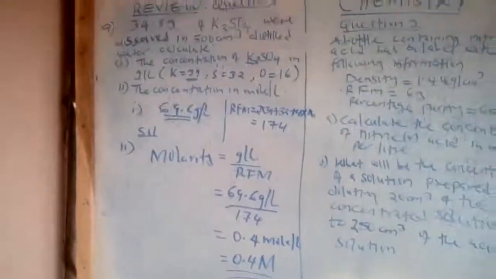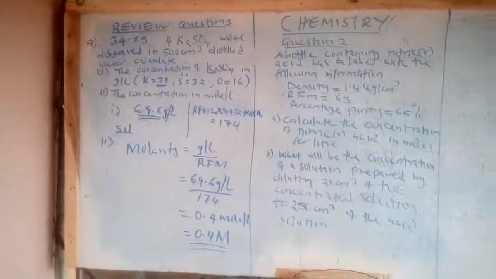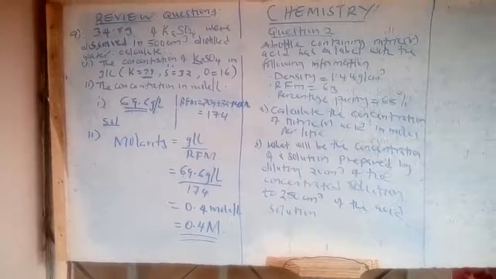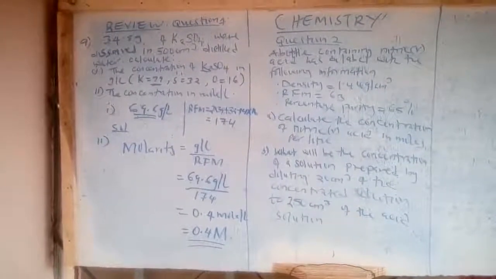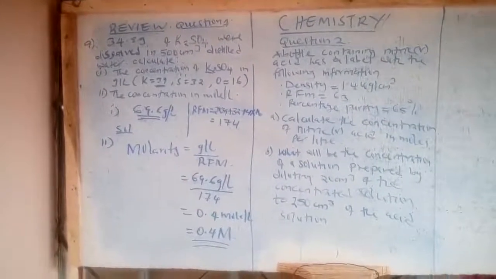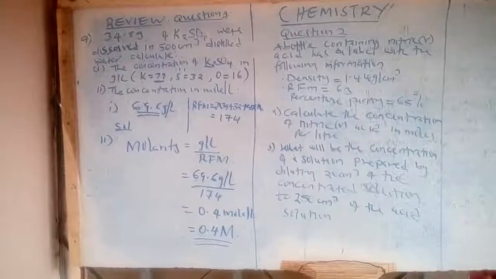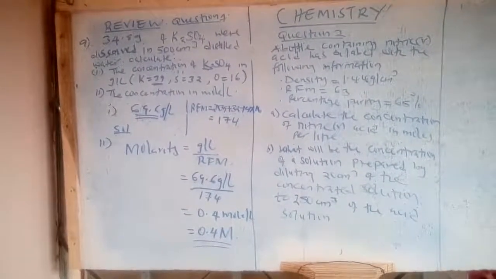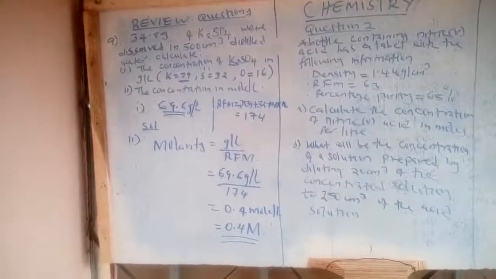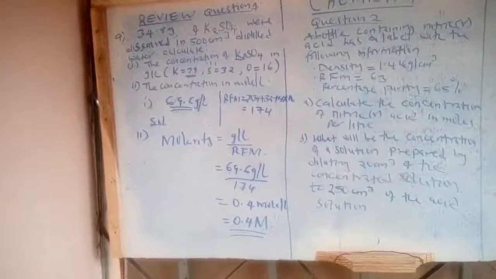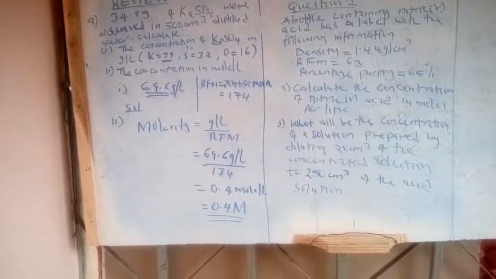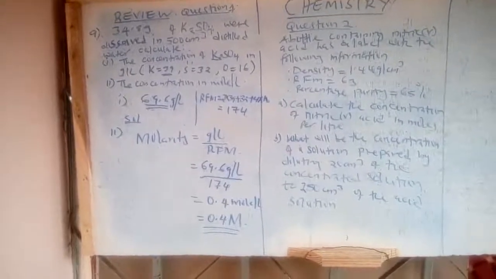You can see in this question, the question reads very well and clearly. 34.8 grams of potassium sulfate were dissolved in 500 cubic centimeters of distilled water. Calculate the concentration of potassium sulfate in grams per liter. I calculated that, and the value I obtained was 69.6 grams per liter. That is the first part of the question, and I explained that one.